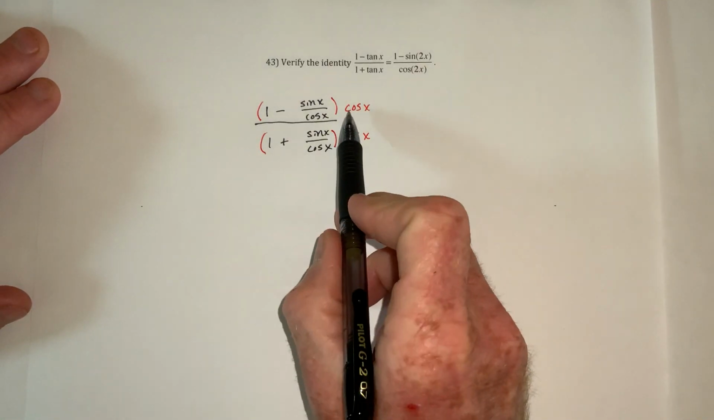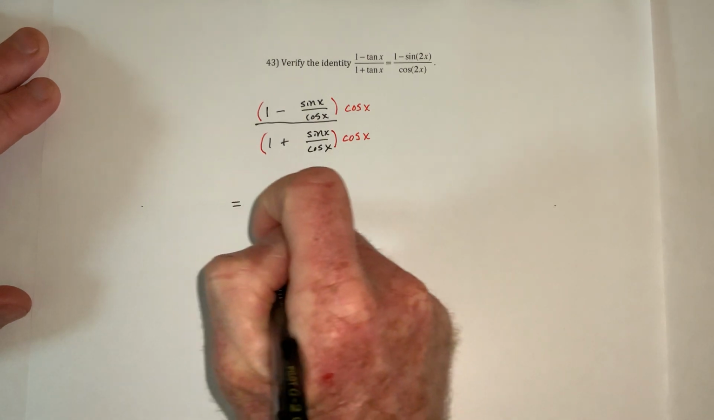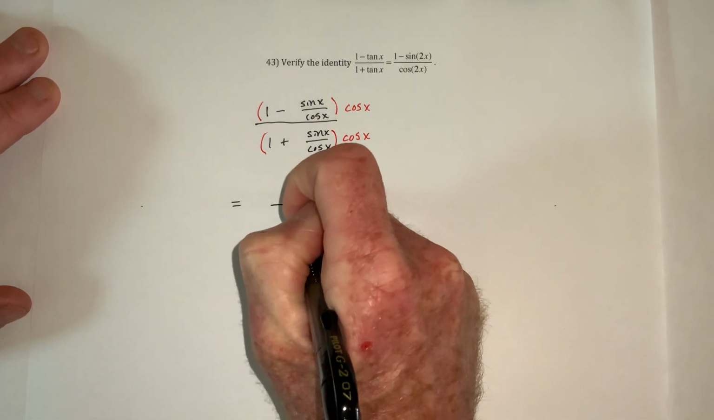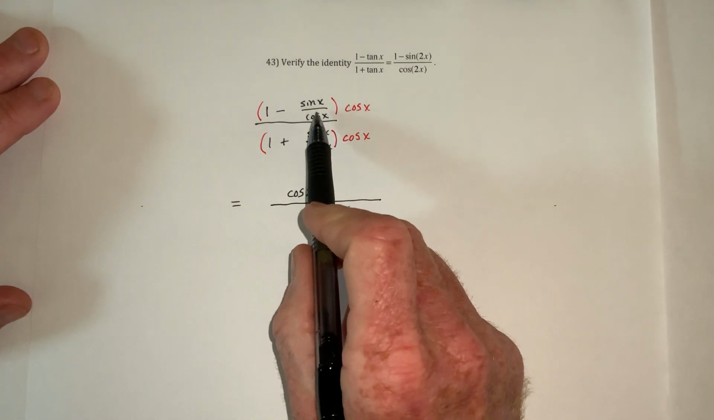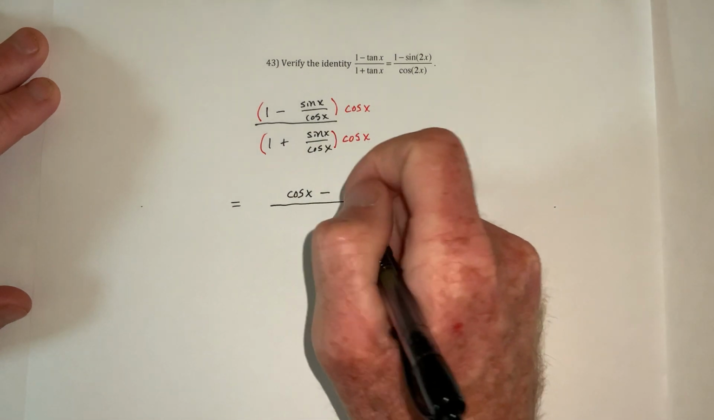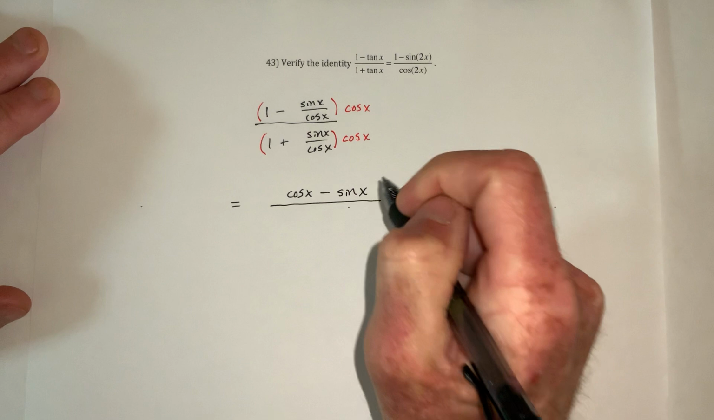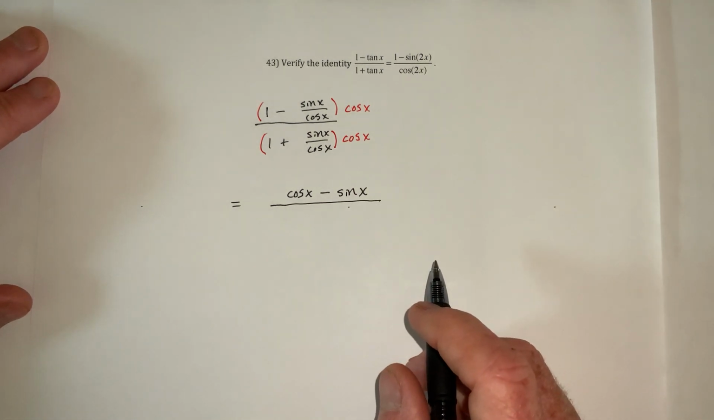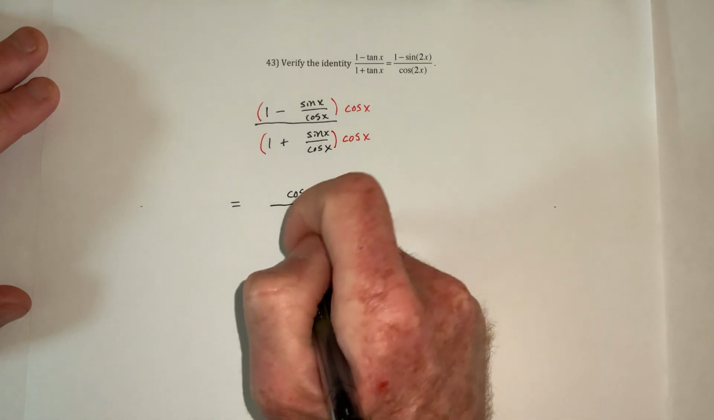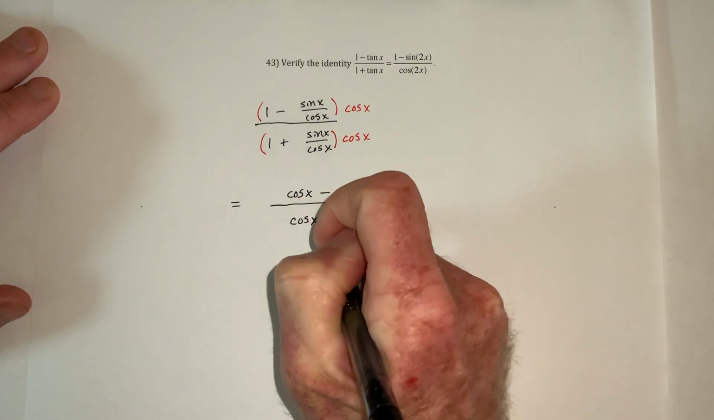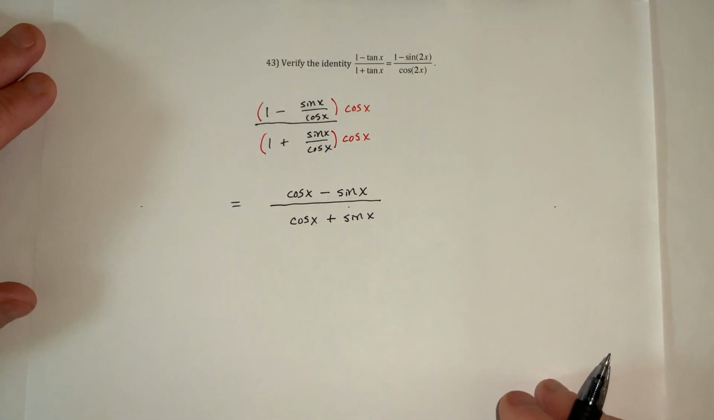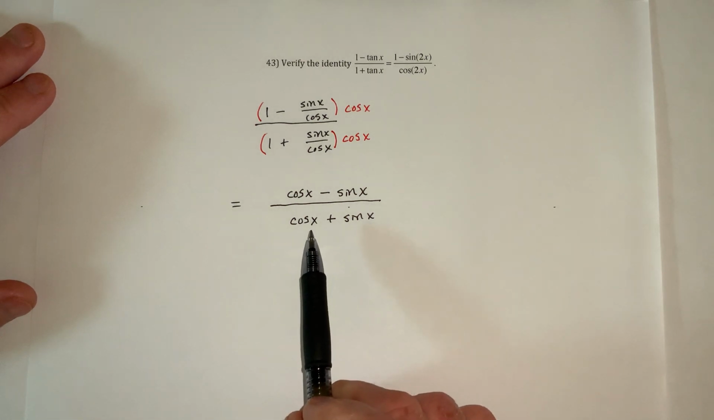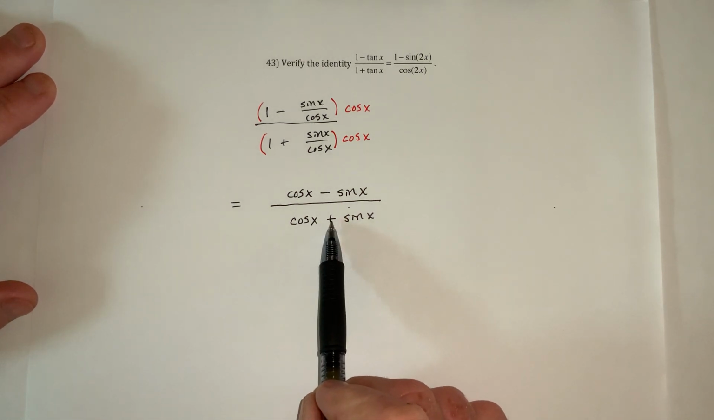So when I distribute, there's going to be cosine times 1. So that's cosine of x minus, when I distribute this to this fraction, the cosines are going to cancel, so it leaves just minus sine x. And then on the bottom, it's going to basically be the same thing, except it's got a plus in between. So the next thing I'm going to do is use the conjugate. So for cosine of x plus sine x, its conjugate is cosine of x minus sine x.